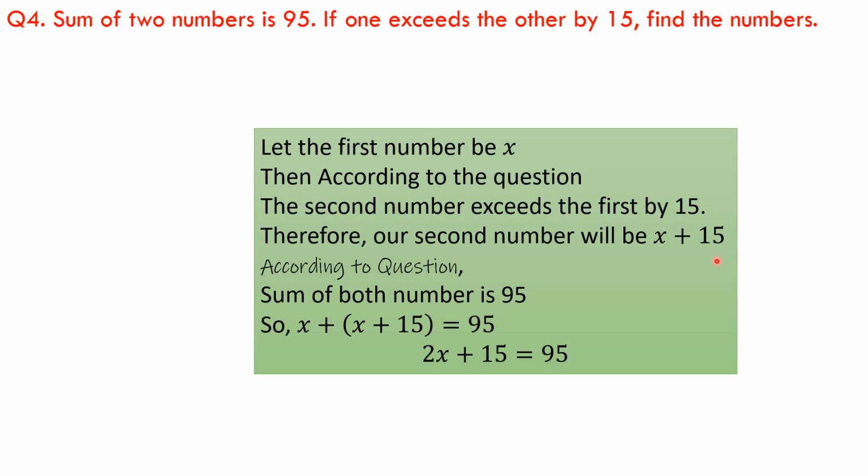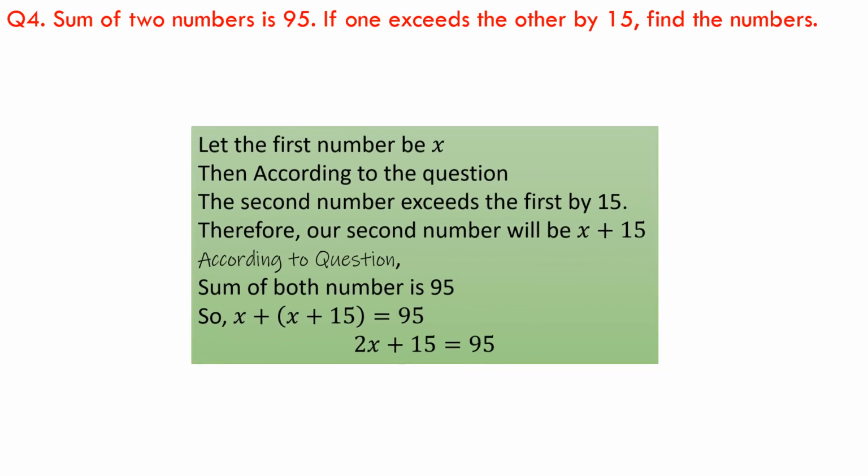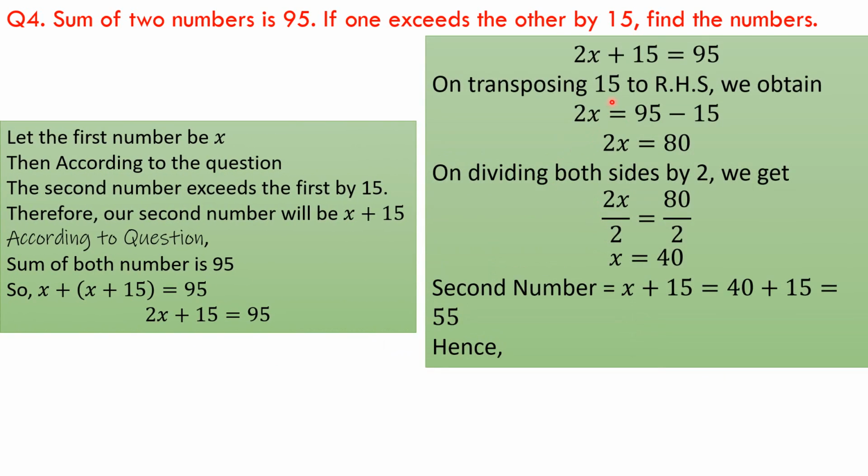And in the question given, sum of two numbers is 95. So here x plus bracket में x plus 15 equals to 95 and x plus x equals 2x. On transposing 15 to right hand side, we get 2x equals to 95 minus 15, which is equals to 80. Since the coefficient of x is 2, so on dividing both sides by 2, we get 2x by 2 equals 80 by 2.